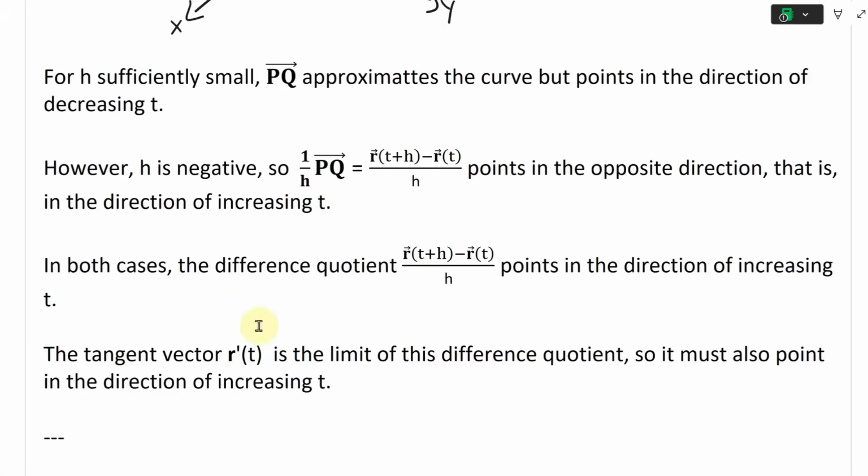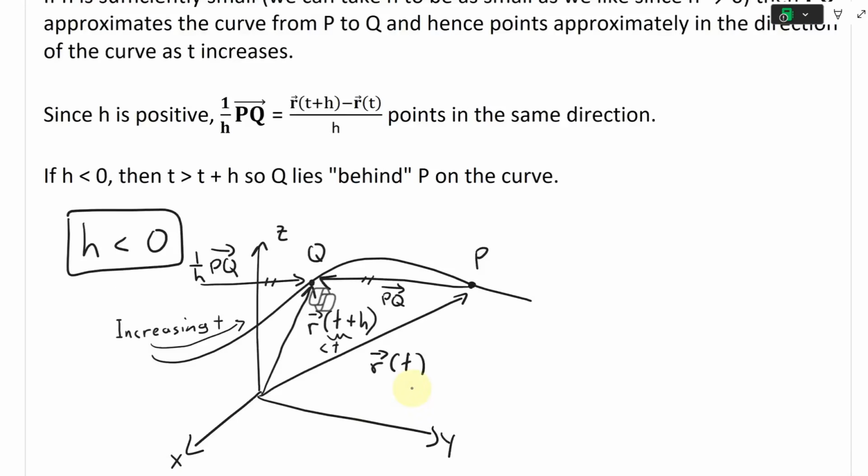And then the tangent vector r prime of t is the limit of this difference quotient, so it must also point in the direction of increasing t. Since this is q, it's approaching here. As h approaches 0, this q is going to be moving to the right. So we're actually going to have a tangent. It's actually going to be like this.